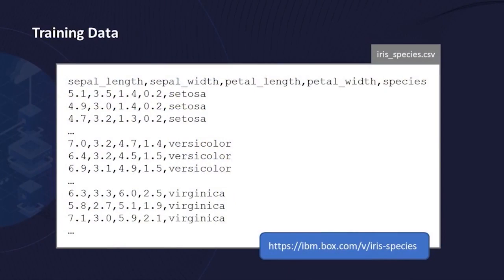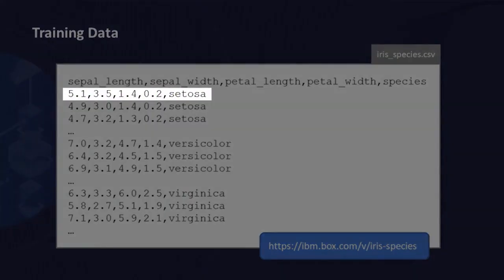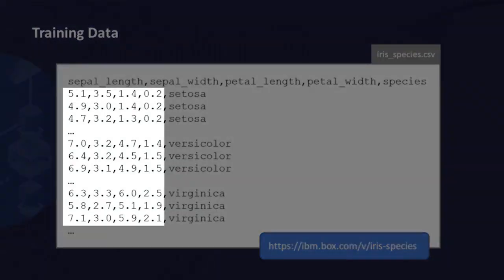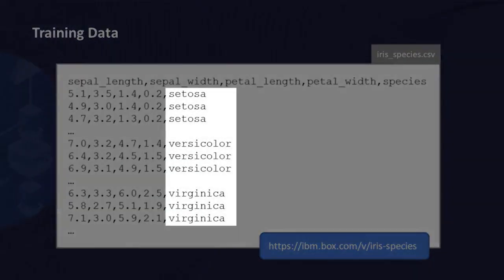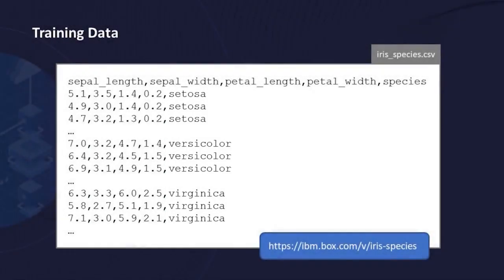Here's what the dataset looks like. Each row represents a data point, a measurement that was done in the field, with the four individual measurements I just mentioned. The last column here is the species, and because we're providing the target column, what we want the model to predict in this case, this is a supervised learning case. And because we're trying to predict which class or label to assign, it's a classification problem.